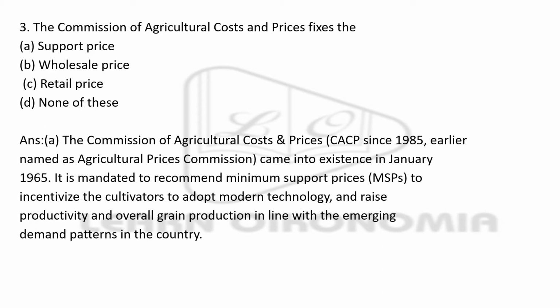So here the question is: the Commission of Agriculture Costs and Prices fixes the dash. From the explanation I have given you, you could understand that they set the minimum support price. So the right option is option A, the support price.